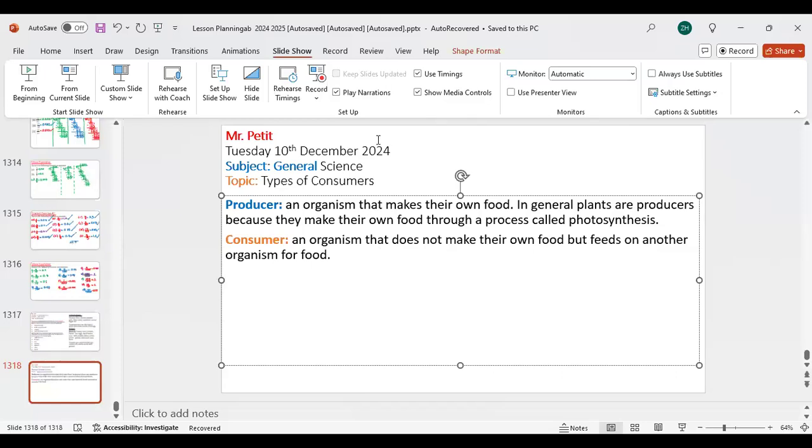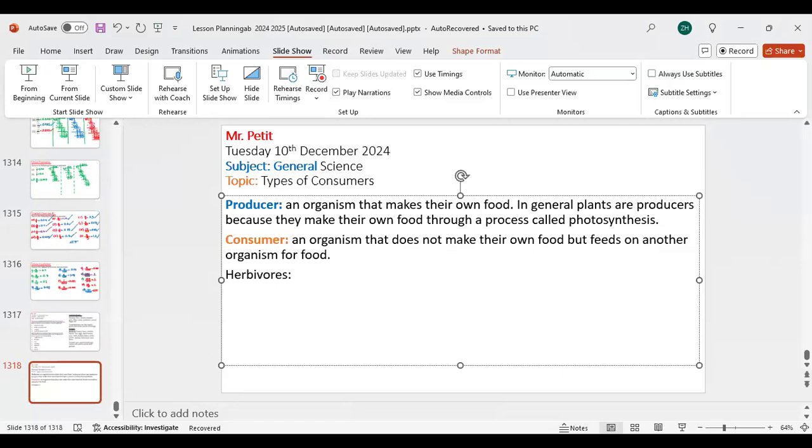Yeah, sir. Read the definition of consumer for me, please. Consumer: an organism that does not make their own food but feeds on another organism. Very good. So what we have here is consumer. Now, there are different types of consumers. So we have herbivores. What do we mean by herbivores?